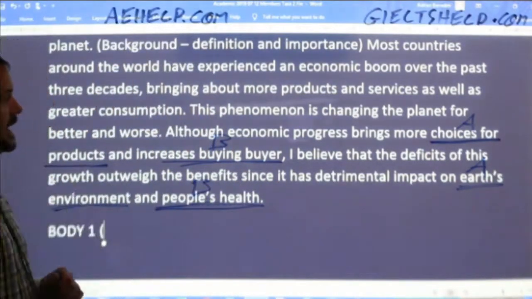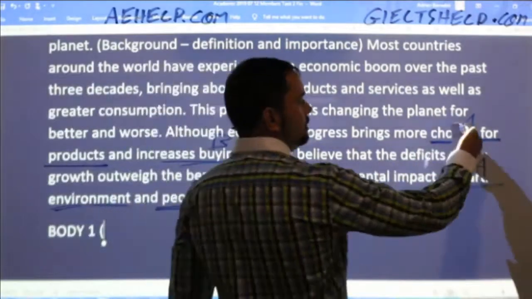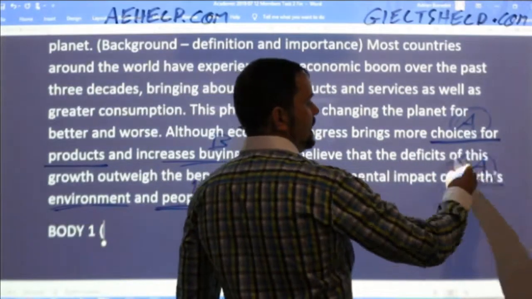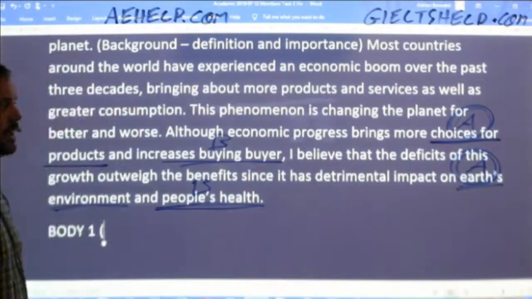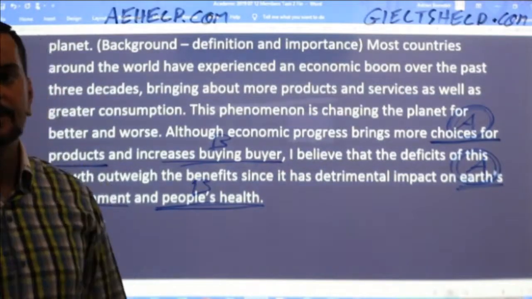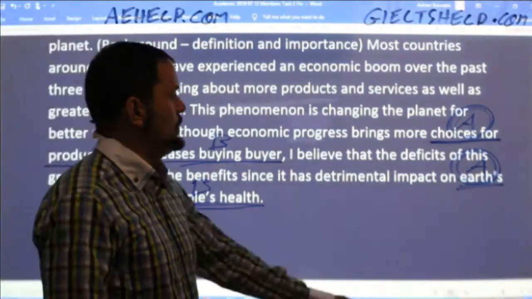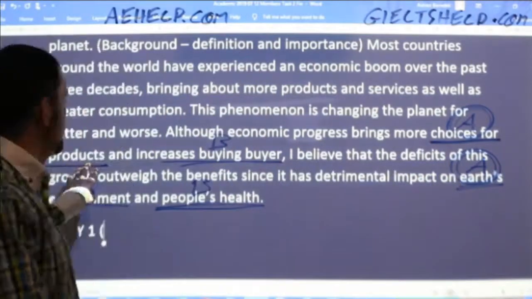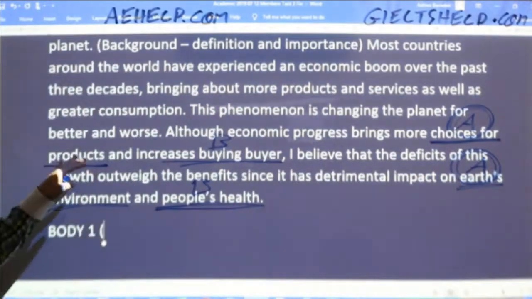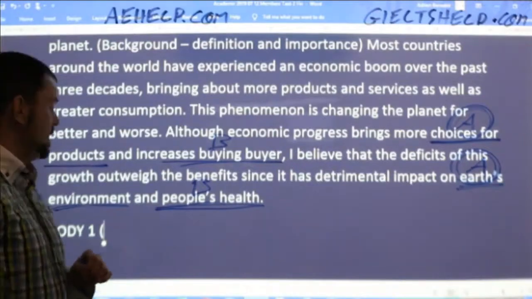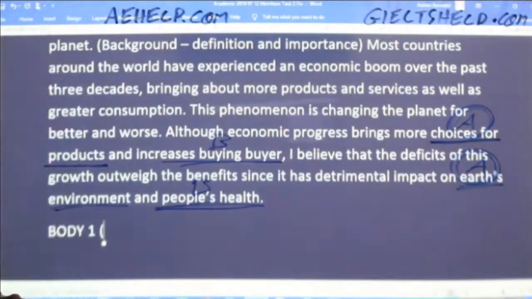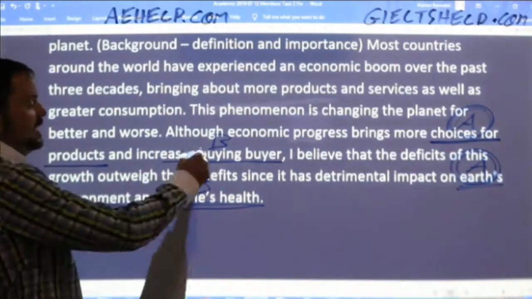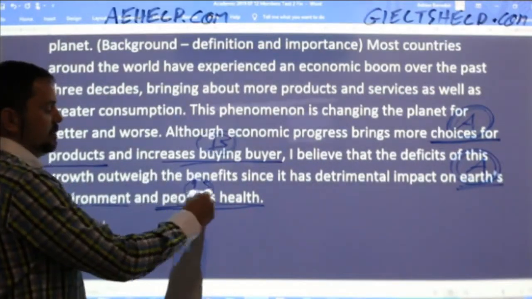So we can actually take this A here and take this A here and combine it into one body paragraph as a positive and a negative. Okay? So when we have a lot of choices for products, it's because we have a lot of increase in production. When we increase production, we damage the Earth's environment. Okay? We can take this B here and combine it with this one here.